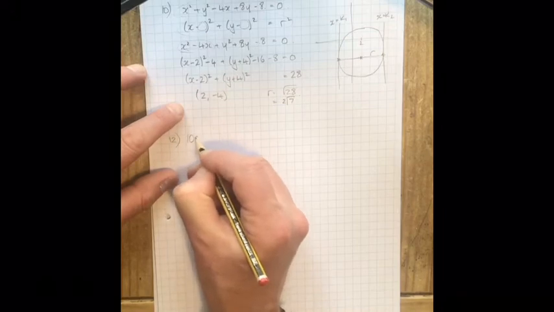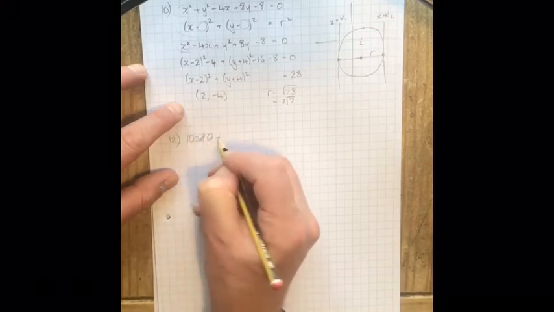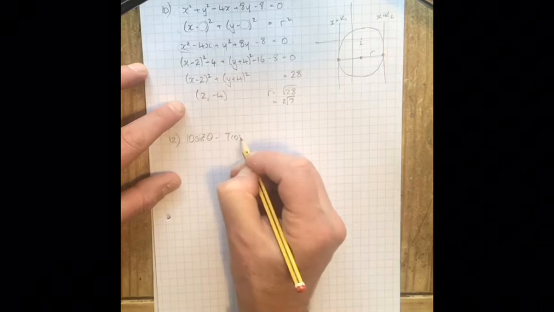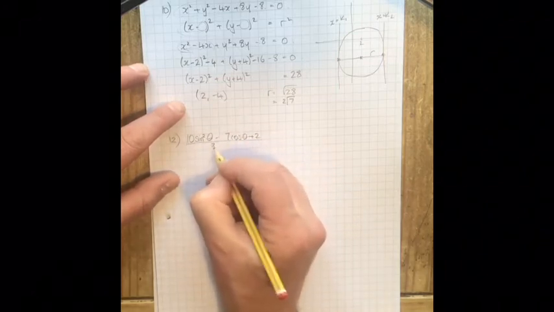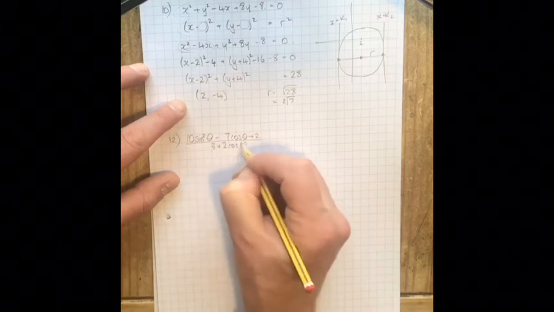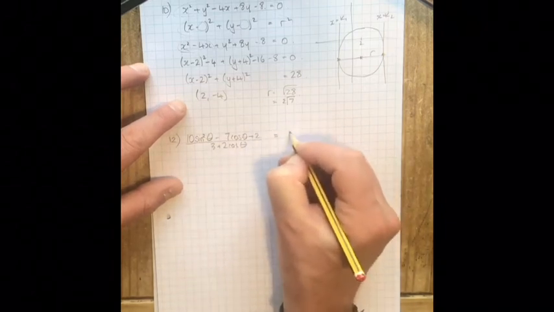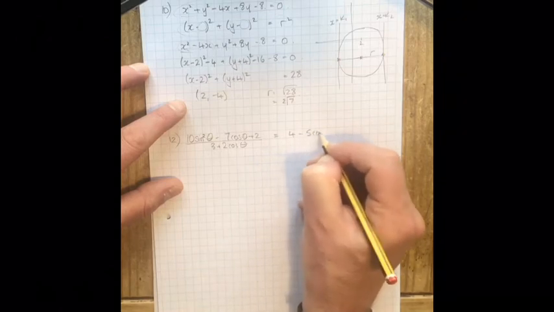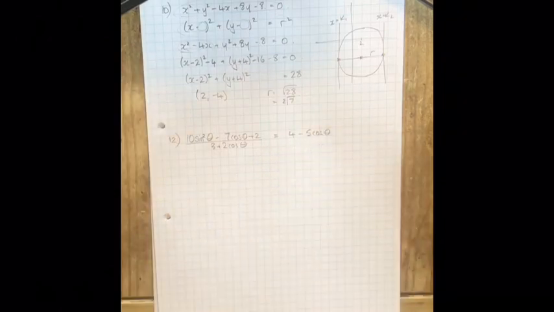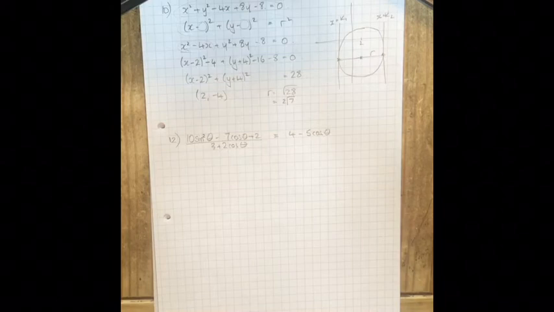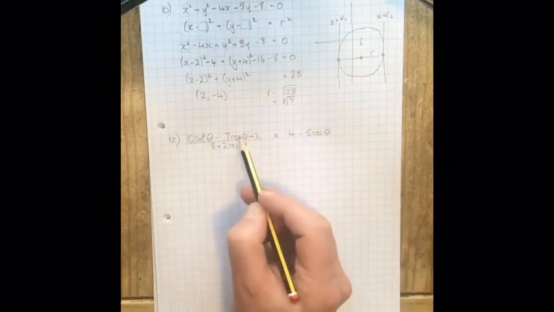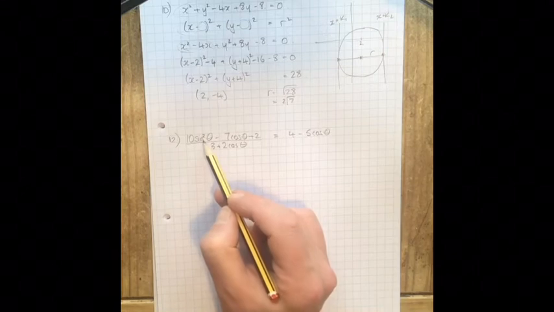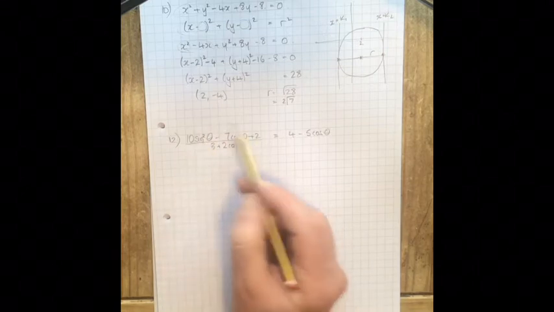A bit of trig identities. 10 sine squared theta minus 7 cos theta plus 2, divided by 3 plus 2 cos theta, is equivalent to 4 minus 5 cos theta, and you need to prove that. Presumably at some point we're going to be using that. On the right hand side you've only got cosines. On the left hand side you've got cosines, but you also have a sine squared, and ideally I'd like to just have cosines over here.